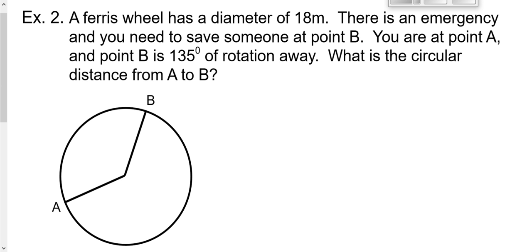Okay, so let's wrap up this part with some word problems. So have a look, pause for a few seconds, and then hopefully you can figure this out without me.